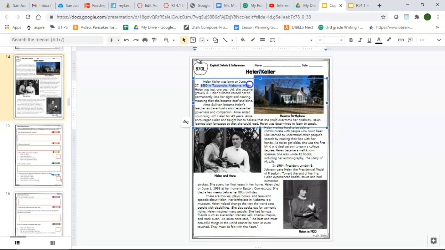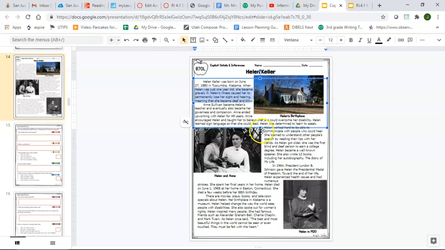I guess I could do a little bit of highlighting. So when Helen was just 1 year old, she became gravely ill. Helen's illness caused her to permanently lose her sight and hearing, meaning that she became deaf and blind. Okay, so there's my answer right there.